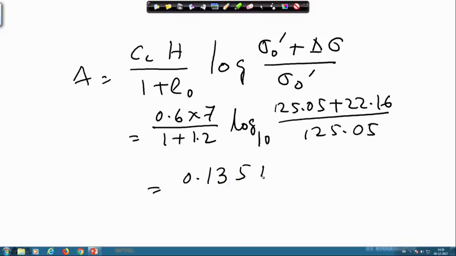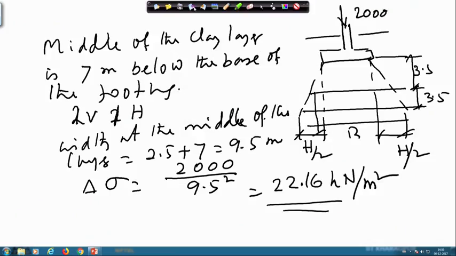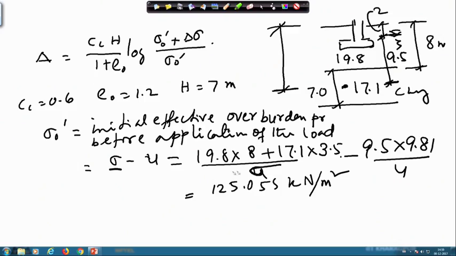0.135 meter, because all is in meter unit, and you can see this is non dimensional. The dimension comes from this only. This is the only thing which has dimension. So, this will give you 0.135 meter or 135 millimeter. Okay. So, this is the entire step. This is the calculation of delta sigma and this is the calculation of effective stress. This is the step by step you have to do.